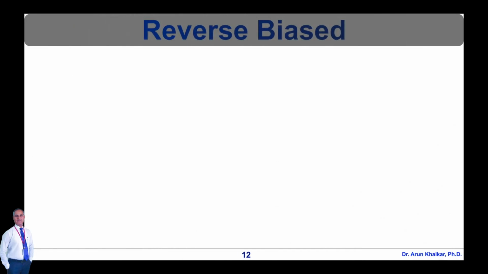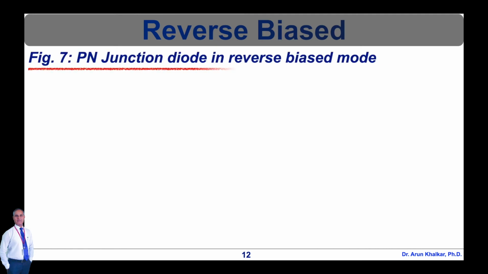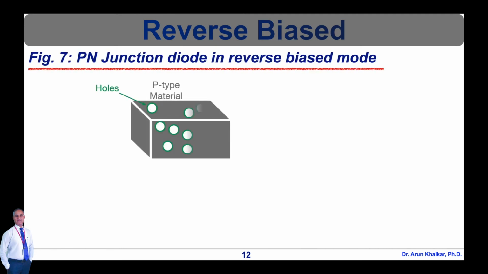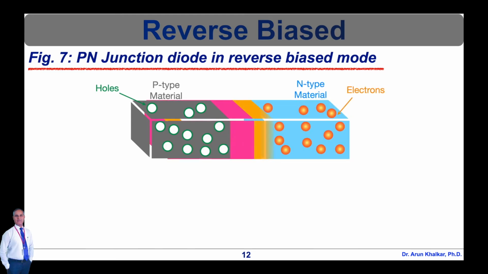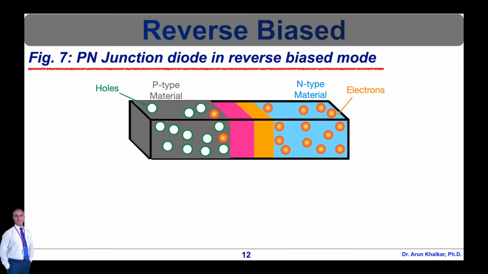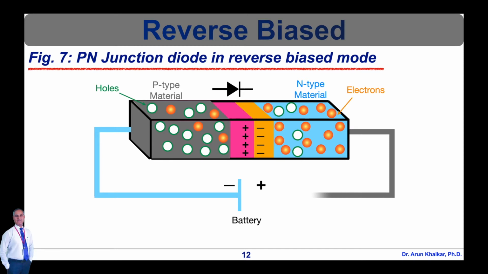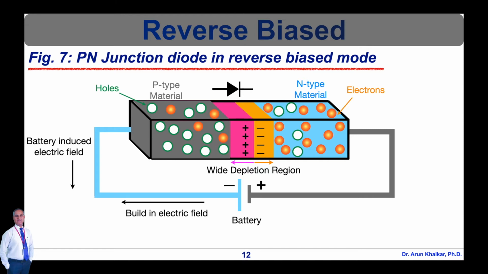Now let's see the PN junction diode in reverse biased mode. When the P-type is connected to the negative terminal of the battery and N-type is connected to the positive side of the battery, then the PN junction is said to be reverse biased. In this case, the built-in electric field and the applied electric field are in the same direction. When the two fields are added, the resultant electric field is in the same direction as the built-in electric field, creating a more resistive, thicker depletion region. The depletion region becomes more resistive and thicker if the applied voltage becomes larger.